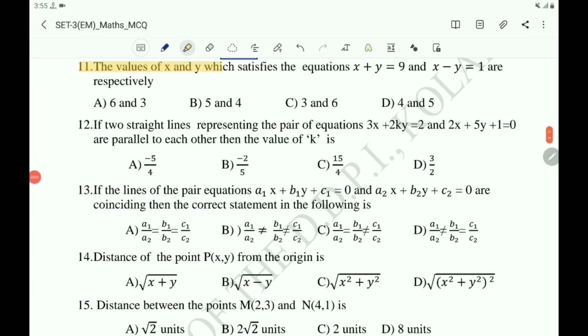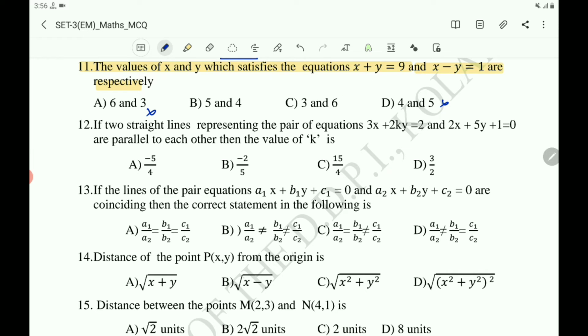Next you take the question number 11. The values of x and y which satisfy the equation x plus y equals 9, x minus y equals 1 are respectively. Here in the first, x plus y is 9, okay, but x minus y, 6 minus 3 is 3, so it is not the answer. And 5 plus 4 is 9, 5 minus 4 is 1. This option is okay. The others do not satisfy. So option B is the answer.